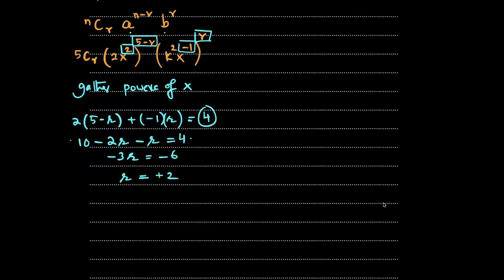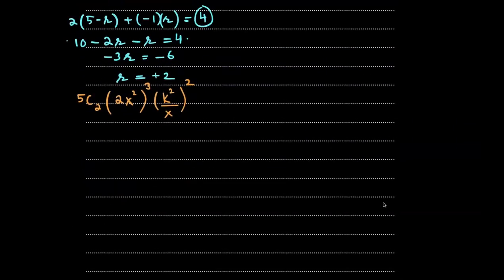Now let's plug in the value of r over here and here. So we will write 5C2. This is (2x²) raised to power of 3. This is (k²x − 1), or let me go back and write it in the original form like this, and raised to power of 2. Now let me break this up into pieces. 5C2 is 10. 2 raised to power of 3 is 8. k squared raised to power of 2 is k raised to power of 4.